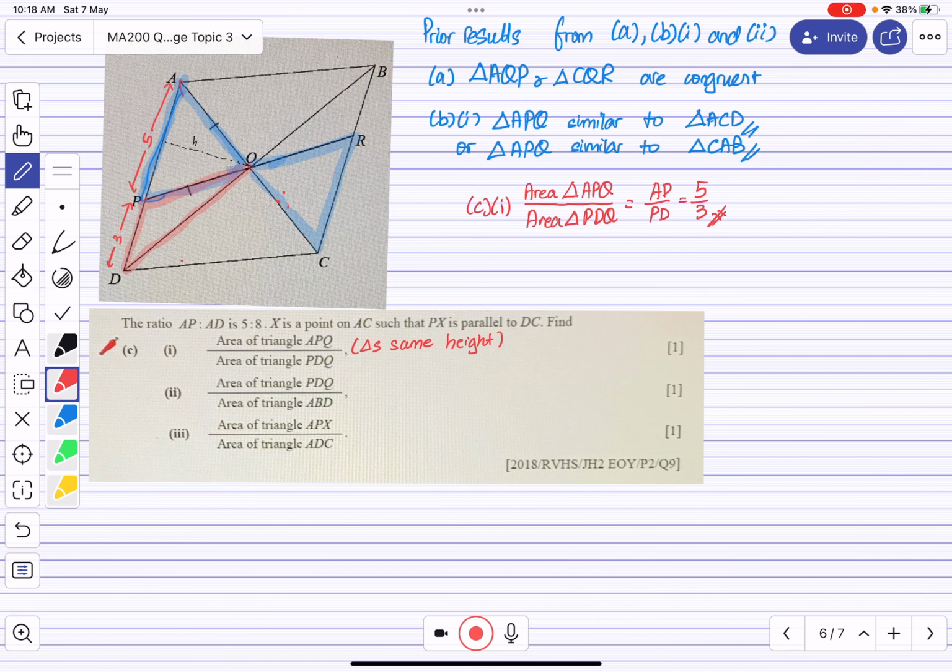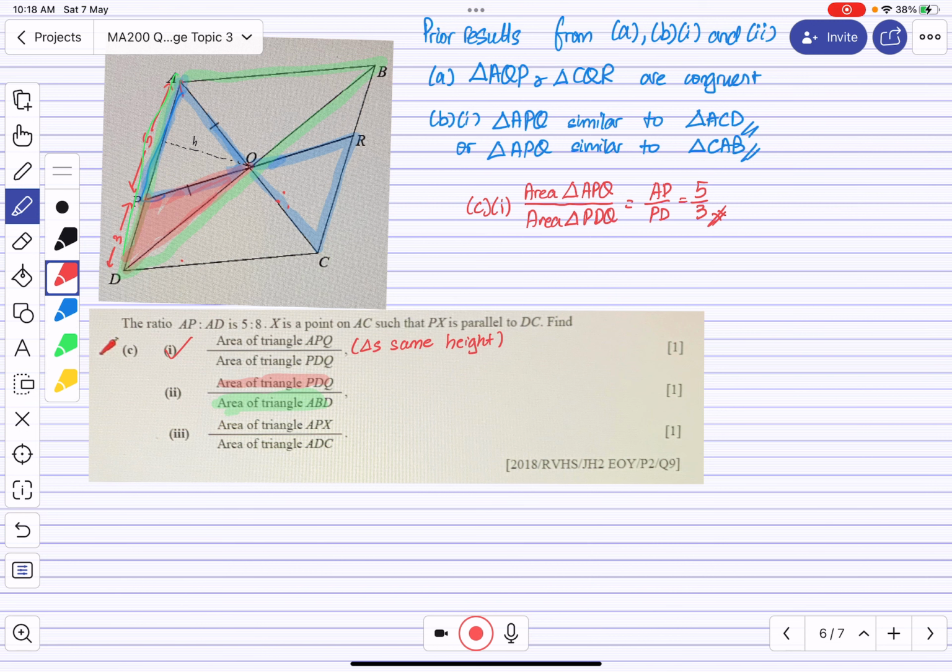Now let's look at part 2, where we are looking at PDQ over ABD. ABD is over here. Let me highlight it in green. Now this is ABD, ABD versus PDQ. So ABD is highlighted in green, and PDQ is highlighted in red. Let's take a look at that.